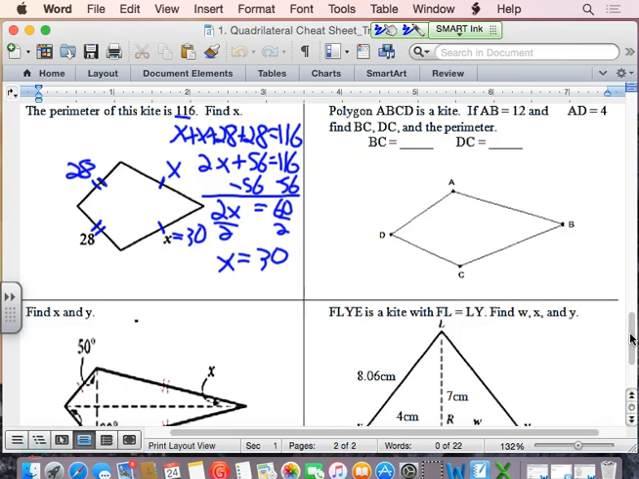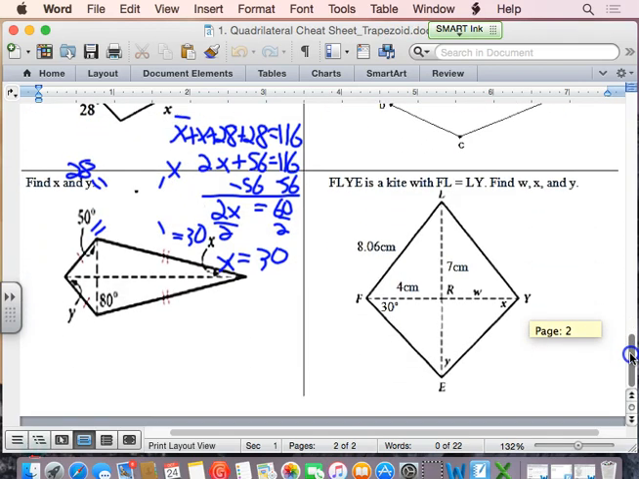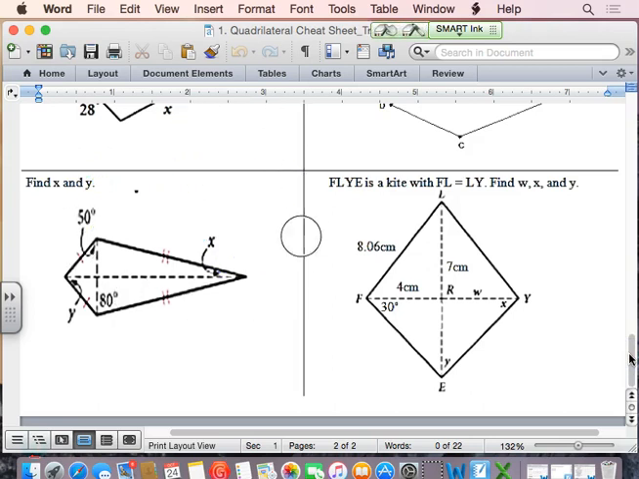All right, now let's do this one down here below that problem. I want to find x and y. And I'll let you guys do the two on the right this time. Find x and y. Okay, so right here is my x, this angle, and right down here is y. And I want to figure out what are those values.